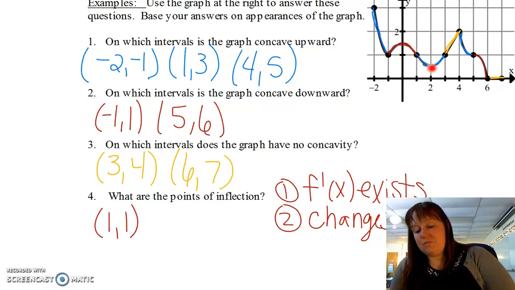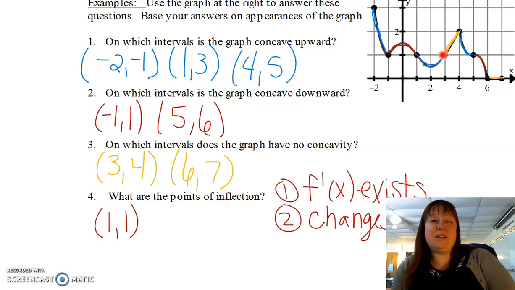It changes from blue to yellow right here. Is that a point of inflection? Well, no, it's not, because it doesn't actually change concavity. It doesn't change from concave up to concave down. It just stops having concavity at all, so it doesn't count. Then right here, again, not a point of inflection because the derivative does not exist.